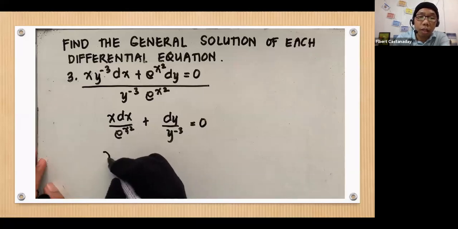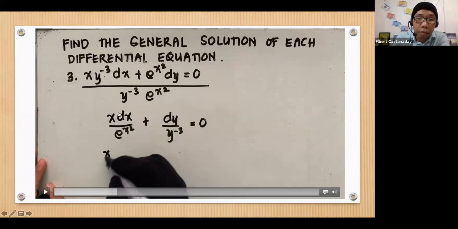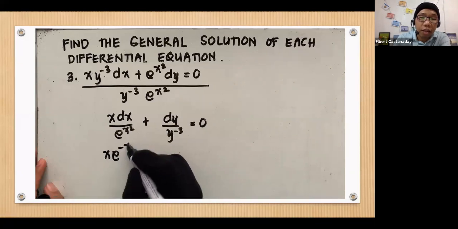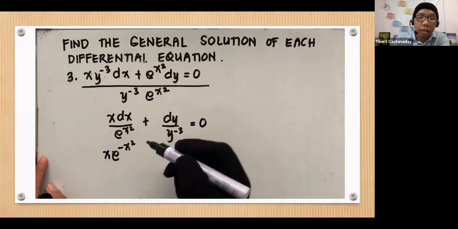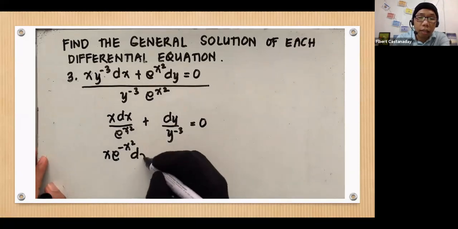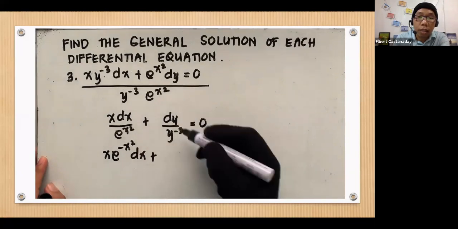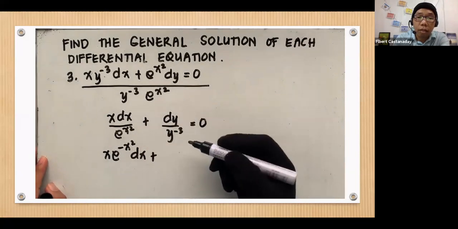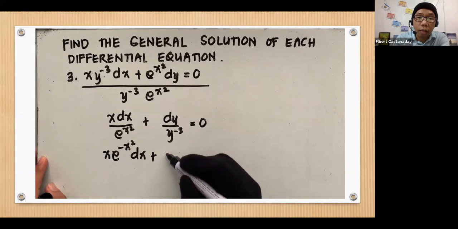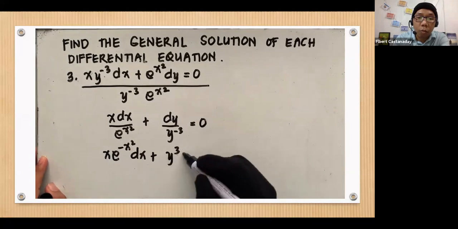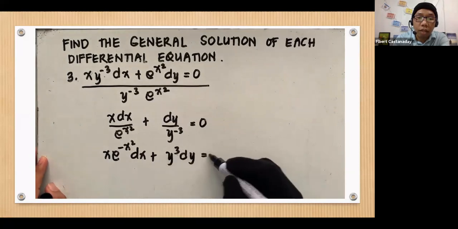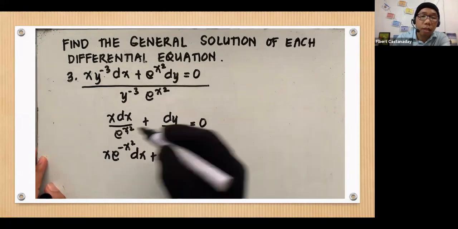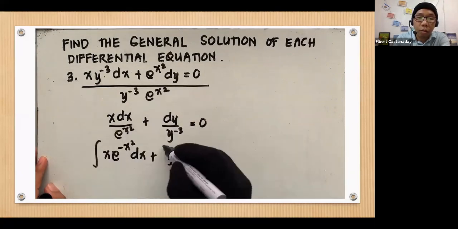Or we can, prior to integration, bring this up, so only the sign changes. So you have x times e raised to minus x squared times dx. The same with the second term, you put that up, so it becomes y cubed dy, and the sign becomes positive, equal to 0. Then you apply integration, or integrate both sides.